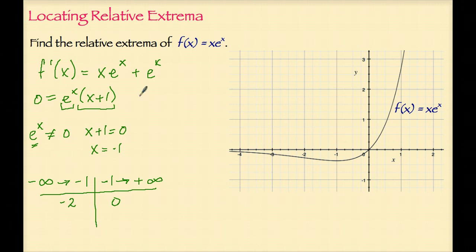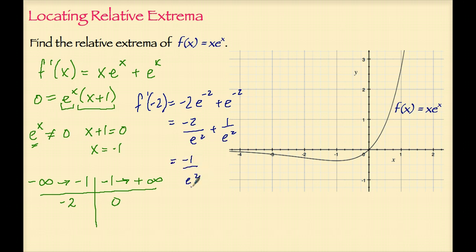So let me look at f prime of negative 2. This gives me negative 2 times e to the negative 2 plus e to the negative 2, which is negative 2 over e squared plus 1 over e squared, which gives me negative 1 over e squared. Remember, this is a positive number and this is a negative number, so this is a negative value, which means the function is decreasing to the left of negative 1.